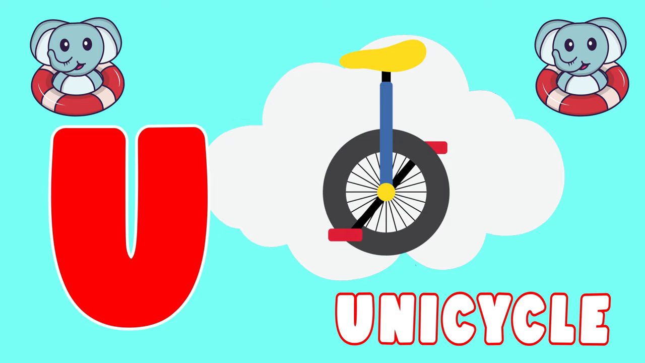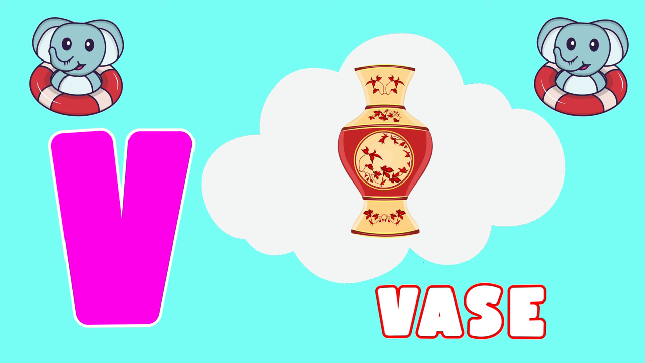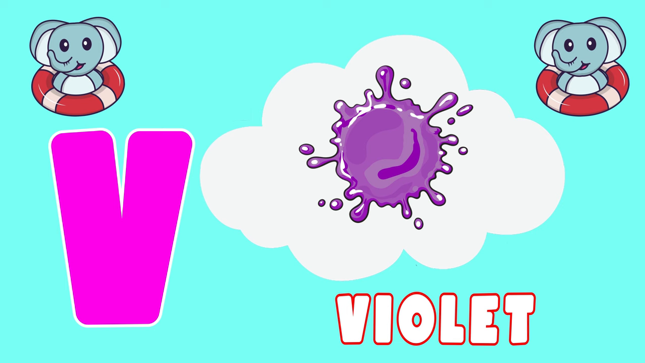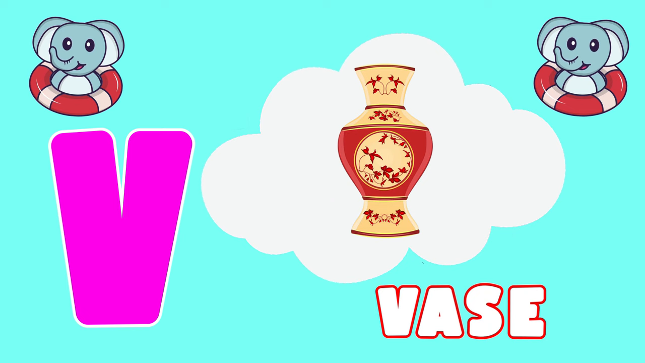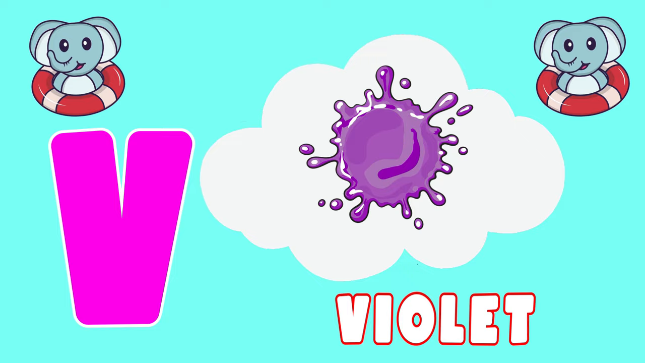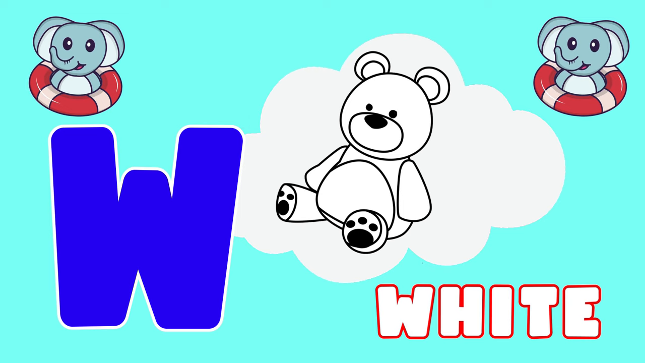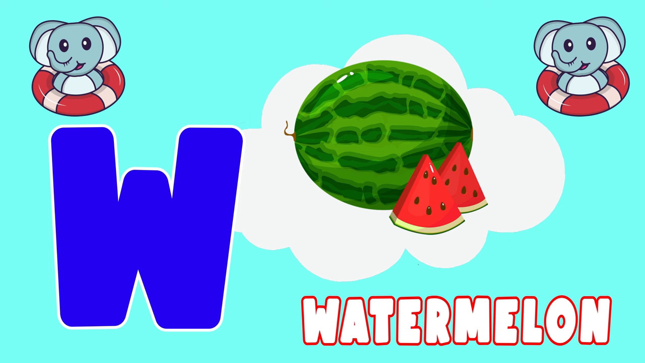V is for vase, vase. V is for violet, violet. V is for vase. V is for violet. W is for white, white. W is for watermelon, watermelon. W is for white. W is for watermelon.